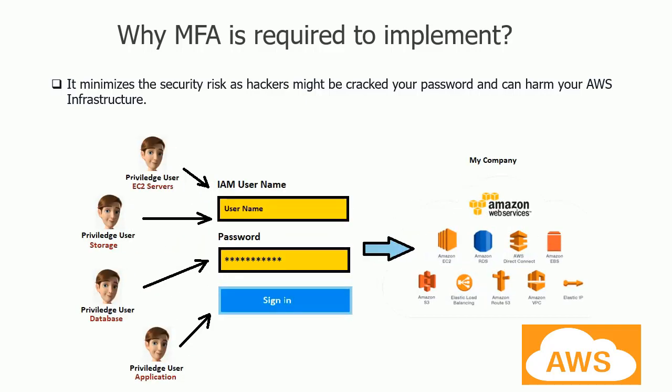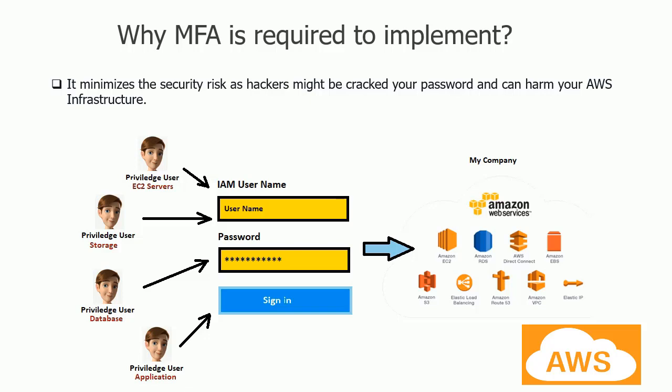So let me take an example here. Suppose my company IT infrastructure is hosted on AWS environment. Obviously there would be a dedicated IT team with different roles for managing your IT infrastructure, like few of them managing EC2 servers, few of them managing storage, database, application, security, and so on. And also your company has some important critical servers. It could be related with finance, banking, or important data in the AWS infrastructure. So it's a big security concern.